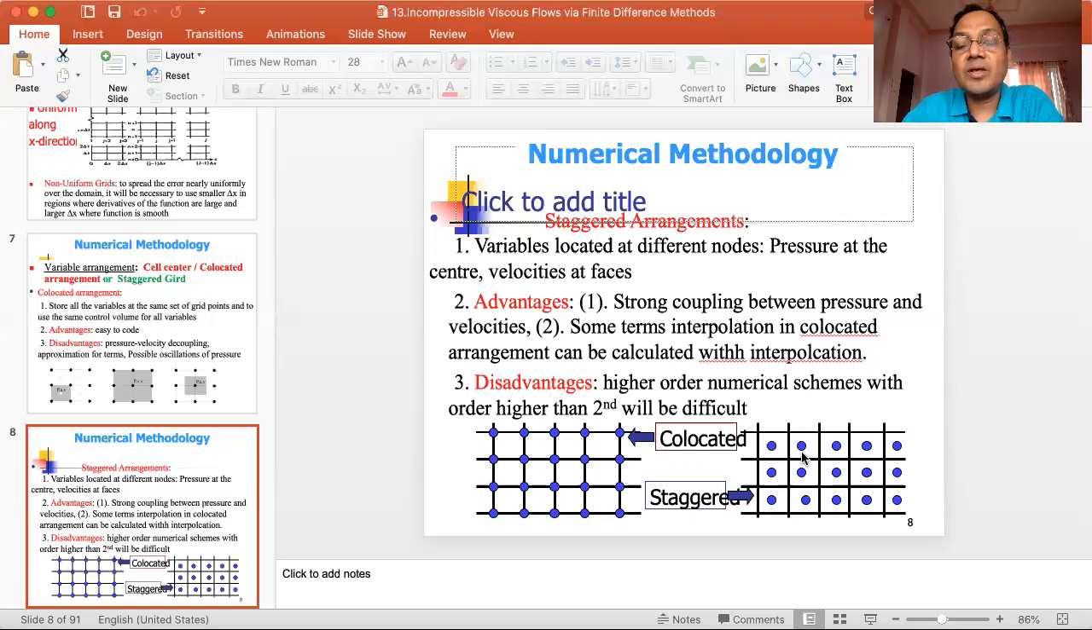For this case, the big advantage is very strong coupling between the pressure and velocity. What do I mean by that? This is the pressure for this cell, and the next cell's pressure is here, and in between there is a velocity. The pressure gradient between these two cells gives you the x component of velocity, that is, del p by del x gives the u velocity. Similarly, del p by del y along the vertical direction gives the vertical velocity. So this is a very strong coupling between the pressure and the velocity.